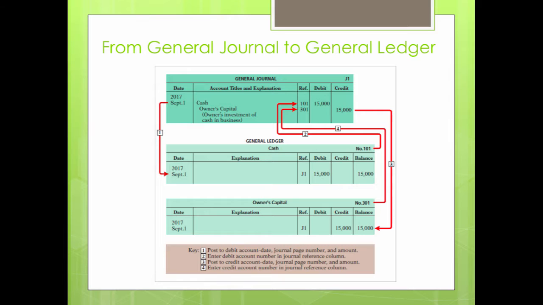So instead of going through hundreds or maybe thousands of journal entries in the general journal, you can now go to the general ledger under cash, for example, and see all the transactions affecting cash and see the balance of that account. And you could do the same for the other accounts.